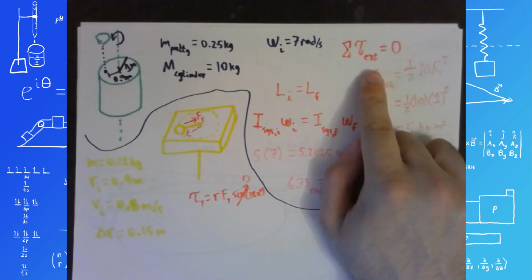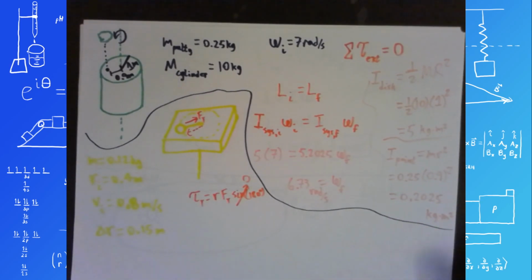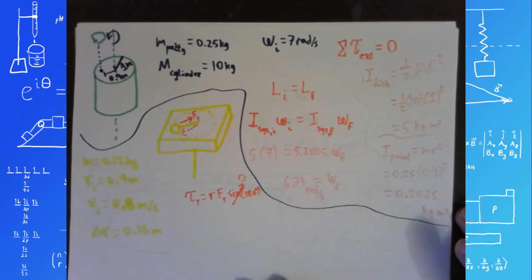So there's no net external torque acting on this puck. The only other forces acting on the puck, since the table is frictionless, would be normal force and gravitational force, but those cancel each other out. So they're not exerting any net torque either. So net external torque is 0. Angular momentum is conserved. Which means we can actually figure out what the final speed of this puck is. First, let's figure out its final radius.